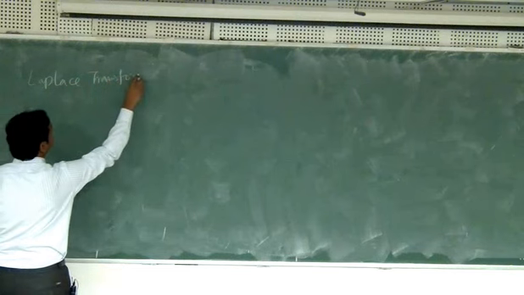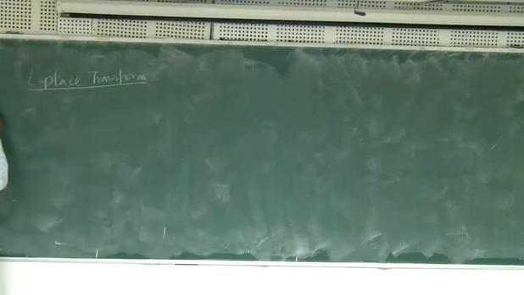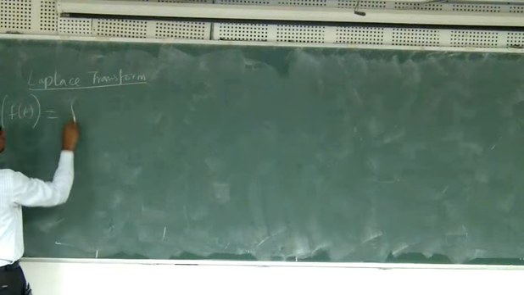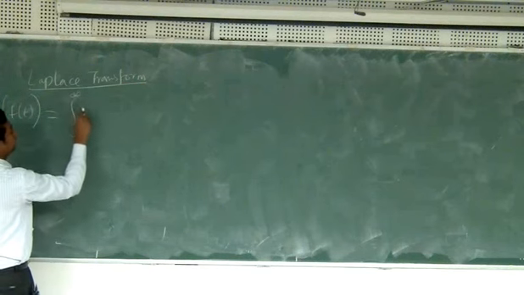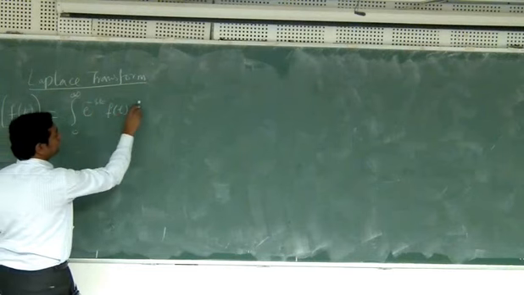So let's quickly review what we have done last time. So what was the definition? So it's the Laplace transform of some function of time, which is nothing but the integral from 0 to infinity of e to the power of minus st multiplied by that function of time into dt.